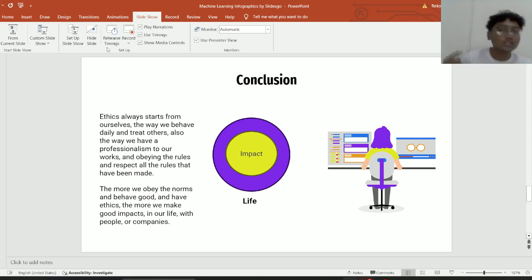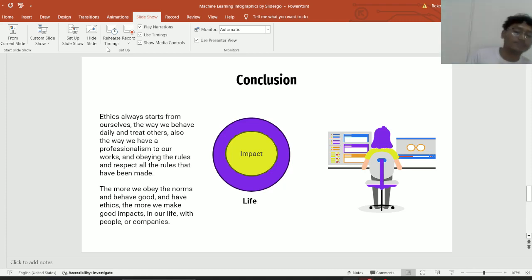And it also works in our daily lives too. So it doesn't matter whether it's the rules that a company makes or the norms made by society, we always need to behave well. The more we obey the norms, behave well and have good ethics, the more good impacts we make in our life, with people, or in the companies where we work, and much more.